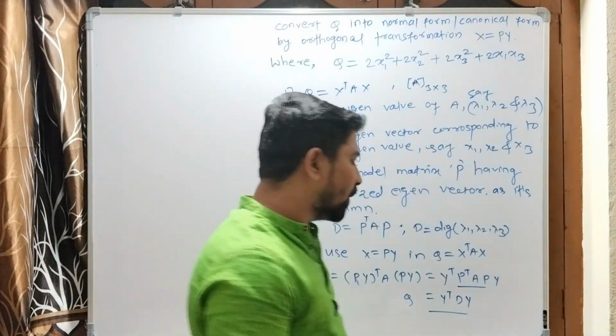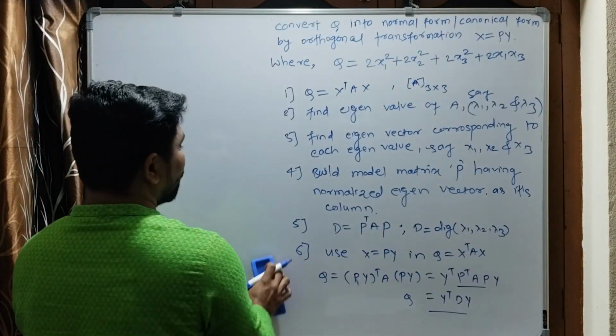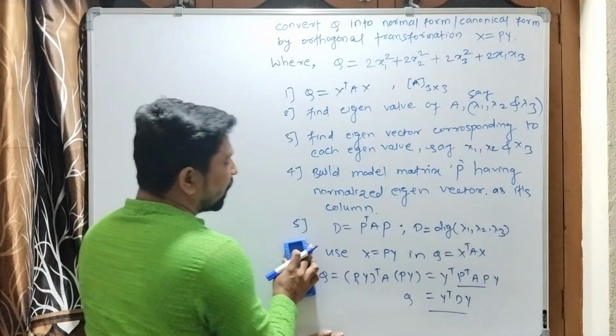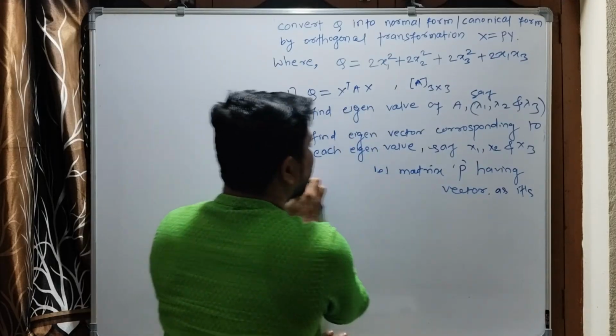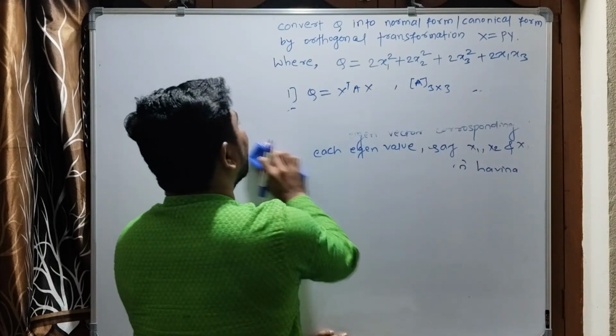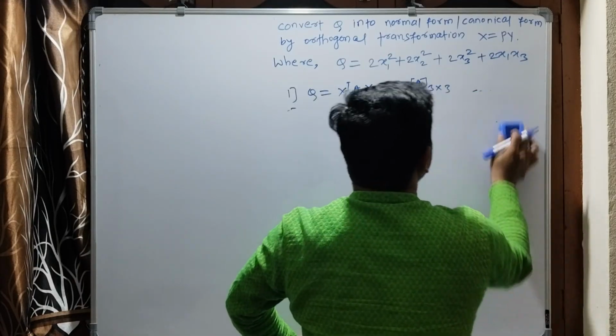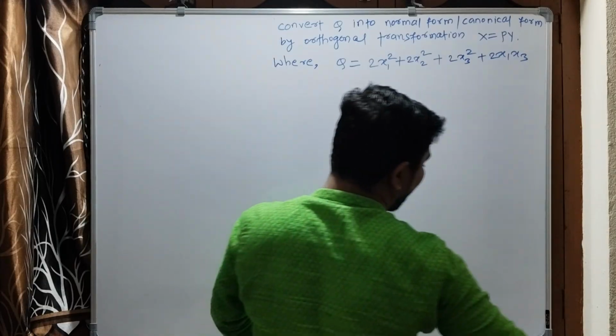This is the normal form or canonical form of the quadratic form Q. Here I will solve this example step by step. First I will write the matrix notation of the quadratic form. After that I will find the eigenvalues. After that I will find the eigenvectors, and then I will build the model matrix P.